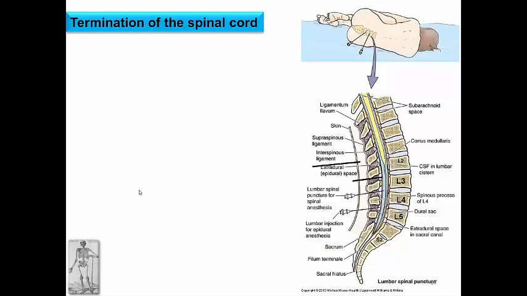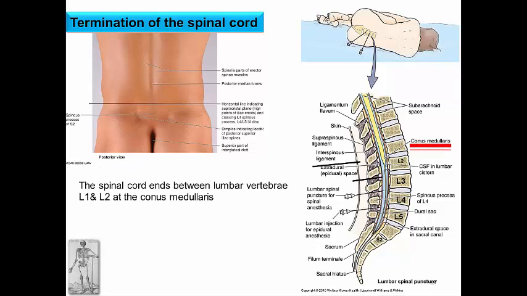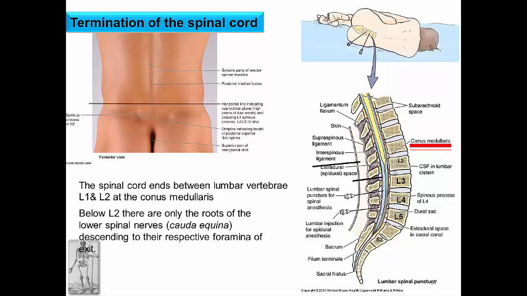Another thing that we need to remember concerning the spinal cord is that the spinal cord does not actually extend the entire length of the vertebral column. It usually ends between L1 and L2 somewhere in this little tapering called the conus medullaris. So below L2, you're only going to have the roots of the lower spinal nerves, no more spinal cord. And as this looks kind of like a horse's tail, it's called the cauda equina. And these spinal nerves will then exit through their respective foramina. We can take advantage of this when we're performing a lumbar puncture.